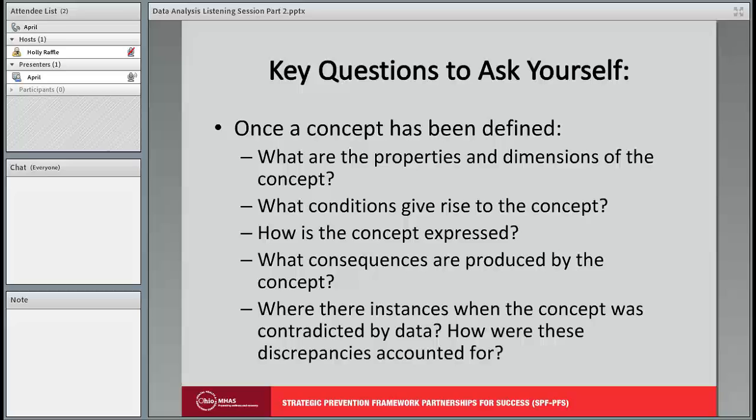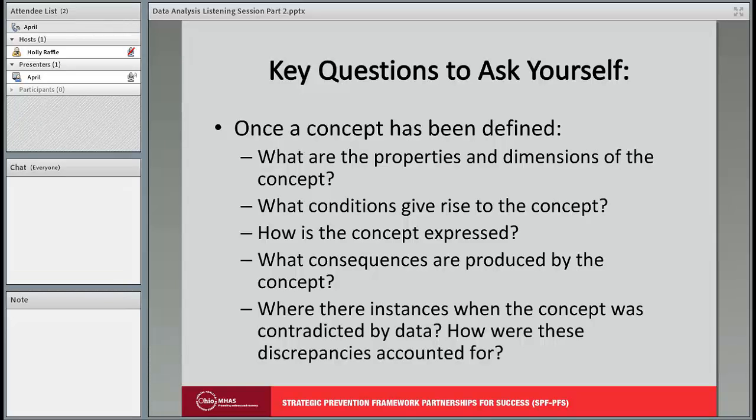Once you get towards the end of your process and feel that you've categorized all your responses, take a step back and ask some of these key questions. What are the properties and dimensions of the categories and concepts that you've come up with? What conditions give rise to different categories and concepts? This is a really important question to ask when you see one person saying something a little differently than other people. What are the conditions that that person's comment relates to that may have made them say something different? How is it that that person is expressing the category or concept?